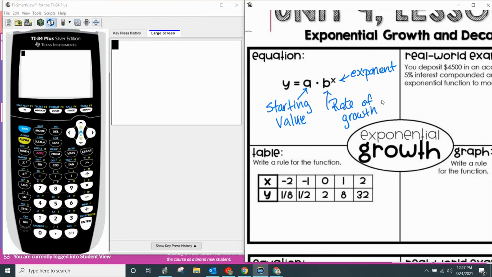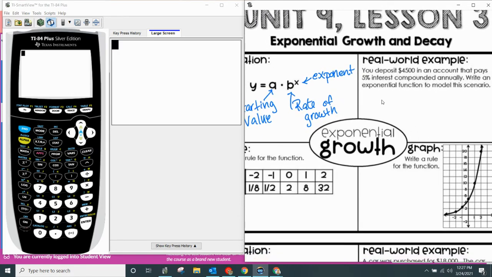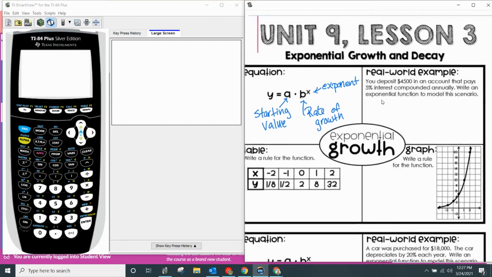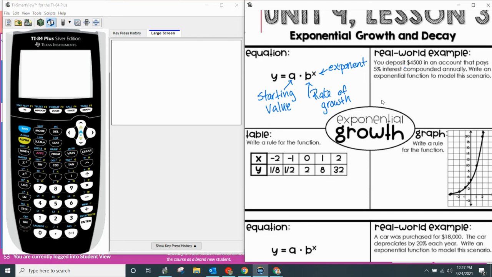Okay, so let's look at a word problem. Now, this is what we started looking at on Friday. So it says you have an account and you deposit $4,500 in that account. So there's your starting value. And it's paying you 5% interest compounded annually. So write an exponential function to model this scenario. Okay, so we're going to start with y equals, and then we need our starting value. That's a. That's the 4,500. And then we're going to multiply that times the rate and raise that to the power of x.